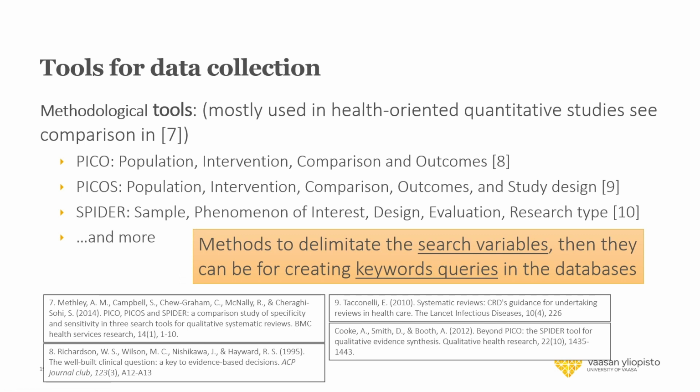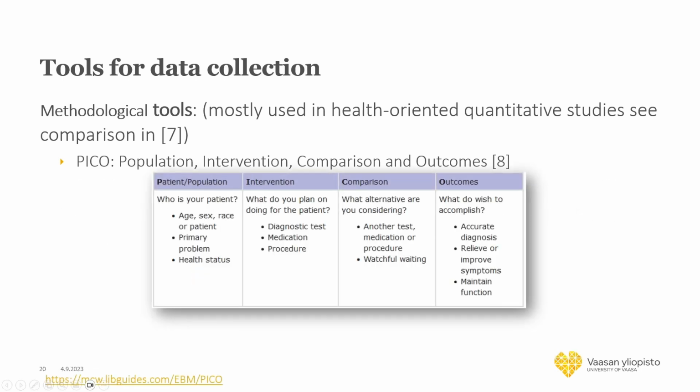So in general, what these methodological tools for search are intended for is to consider and isolate the search variables for every search question, in order to create keyword queries. The keywords are going to be used in the databases. Let me show you an example.